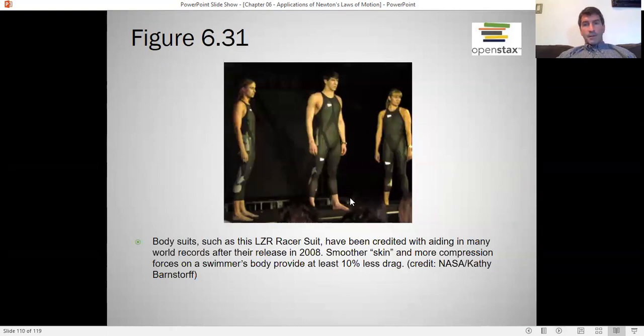And here's Michael Phelps. You can see the bodysuits that they use for swimming. And these, again, were actually textured suits that were tested and found to create the least amount of drag. Actually, 10% less drag.